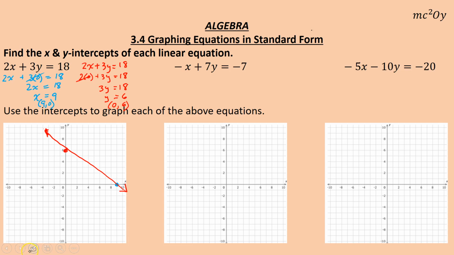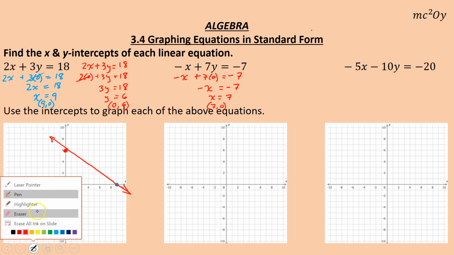Let's fix up that line there. While I'm doing that, maybe you're looking at those other problems. Use the 2 points to draw a line. On this next one, I'm going to find the x-intercept a little faster. So we get -x, put 0 in for y. We end up with -x equals -7, so x equals 7. We get the ordered pair (7, 0).